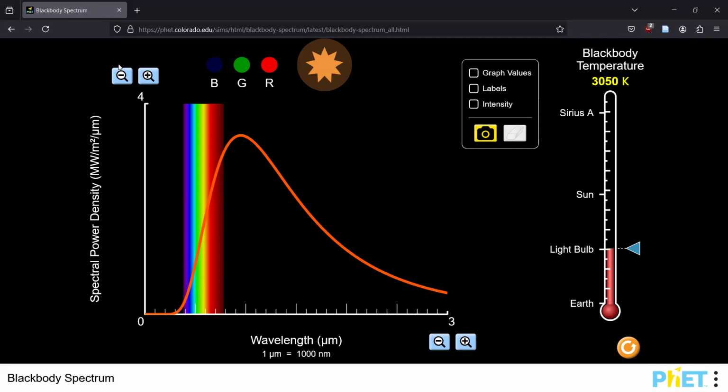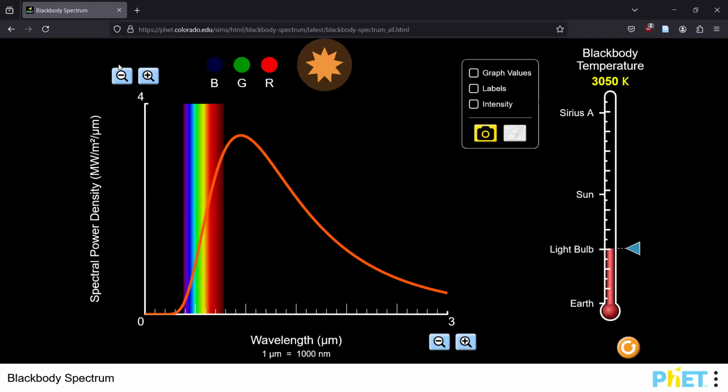So it's set up here. This is all the infrared here. This is the optical region. And I've set my temperature to 3000 Kelvin, which is like an incandescent light bulb. And you can see that, in fact, most of the radiation that a system emits is in the infrared here.